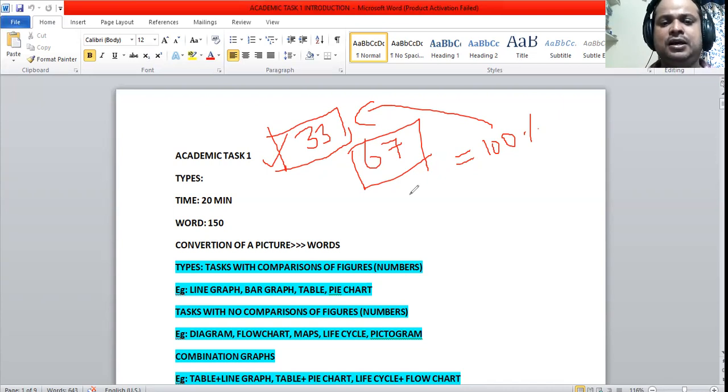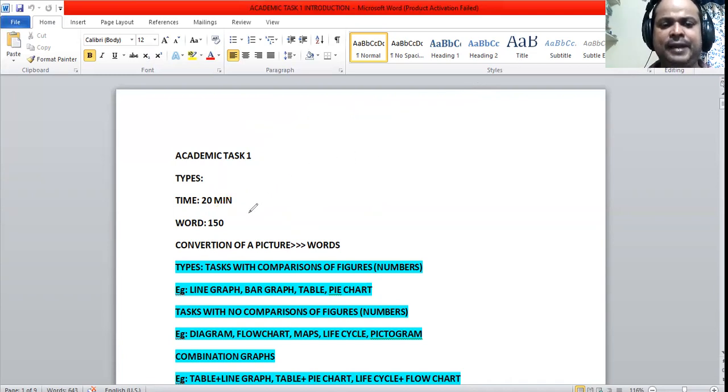So please do complete both task one and task two within the time limit. It is ideal to finish task one within 20 minutes and save time for task two. That has a major impact on your score. This is what I wanted to tell you in the beginning.